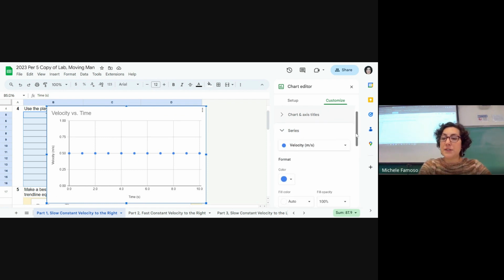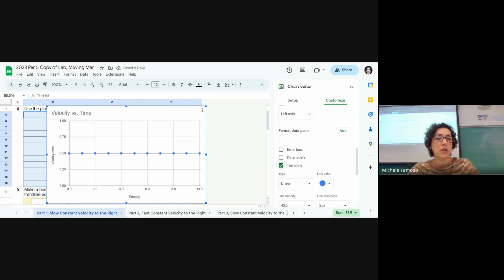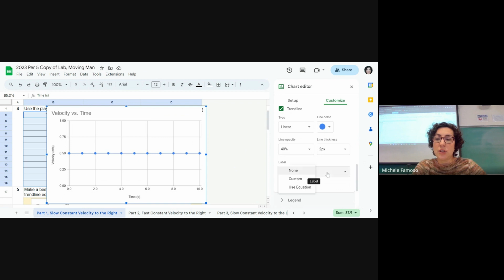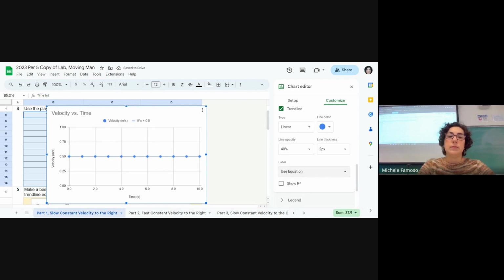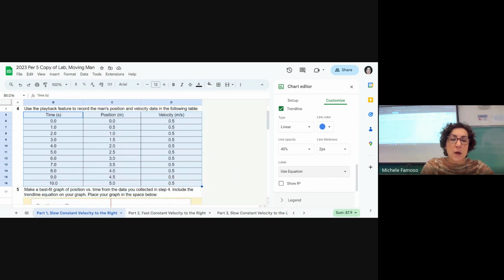Click on the series submenu. We're going to add our trend line. Default is linear. How does that look? Does that look like a good fit? I think so. And now where do we add the equation? Under the label, say use equation. Beautiful. Now you have to click this graph and drag it down into the shaded space under question 6.